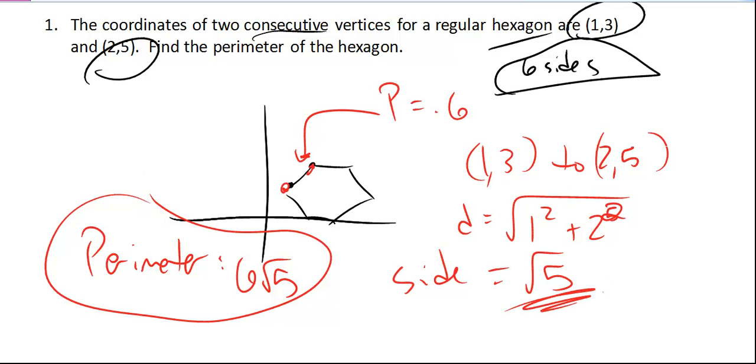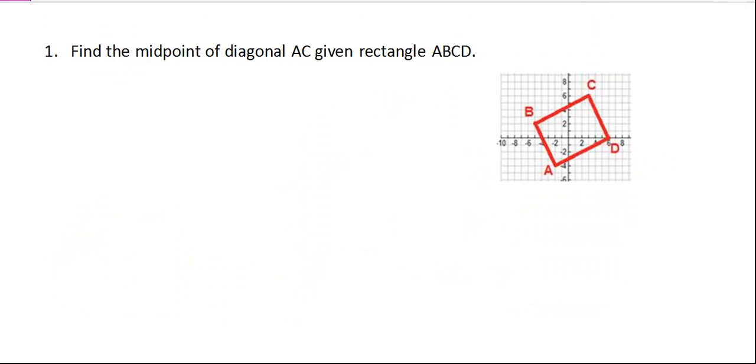Again, the key being we know how to deal with distance and length and perimeter. Here's another number 1, apparently. We want to find the midpoint of the diagonal AC for this rectangle. So I need this diagonal. Where is the midpoint? Well, I'm going to need the coordinates to be able to do that.